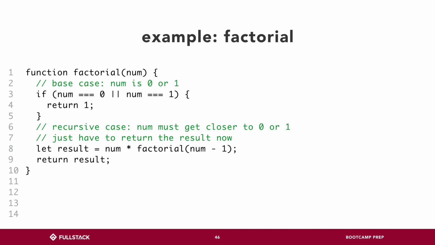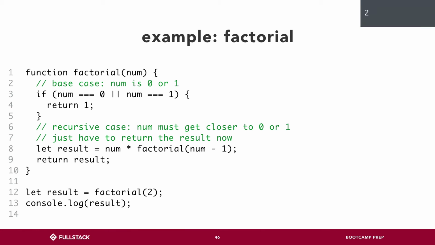And we say, okay, we'll set the result to num times factorial of num minus 1 and just return that result. And now if we let result equals factorial of 2, and we console log that out, we should expect to get the correct answer, right?